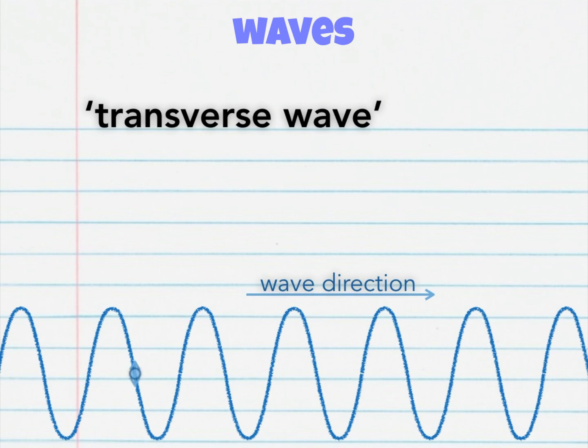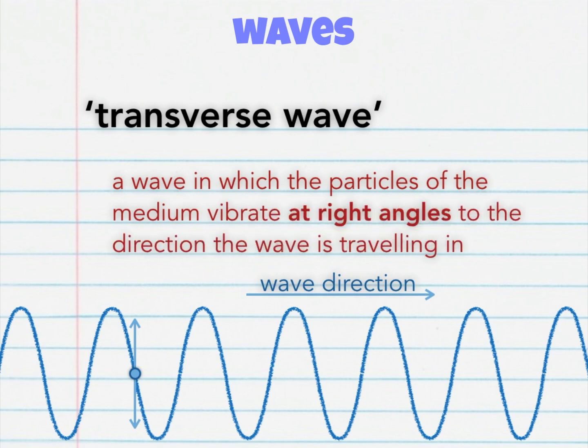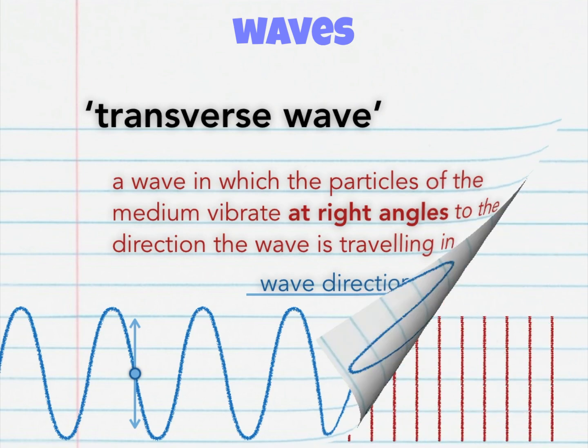was up and down. So a transverse wave is a wave in which the particles of the medium, water in this example, vibrate at right angles to the direction the wave is travelling in. As I said earlier, water waves are transverse waves, as are all electromagnetic waves: light, microwaves, radio waves, and so on. Next, we have longitudinal waves.